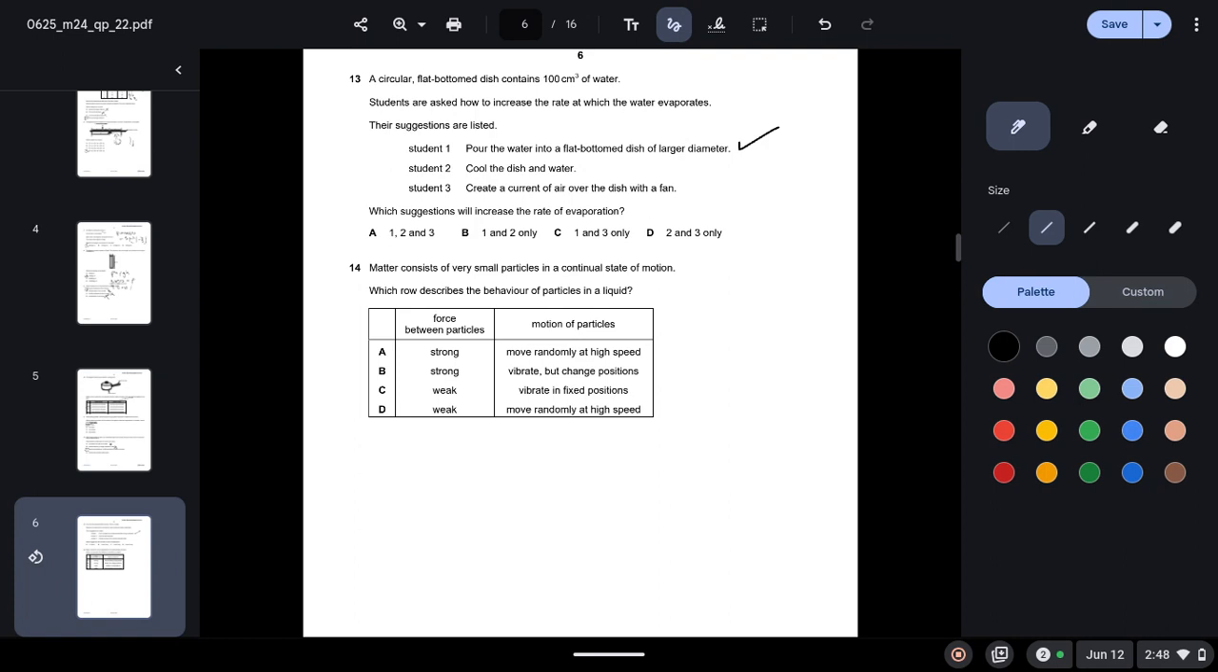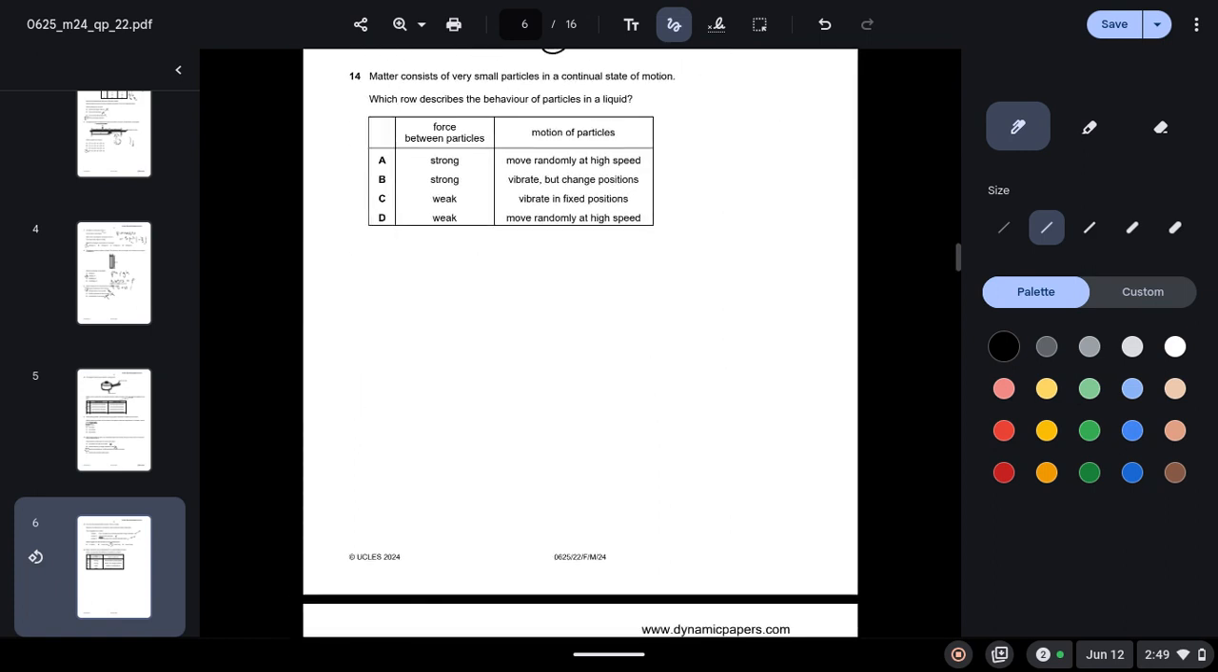Cool the dish in water. This will have the opposite effect. This will in fact decrease the rate of evaporation because we are cooling it. So it will decrease the rate of evaporation. Create a current of air over the dish with a fan. This is correct. This will increase the rate of evaporation. So 1 and 3 are correct.